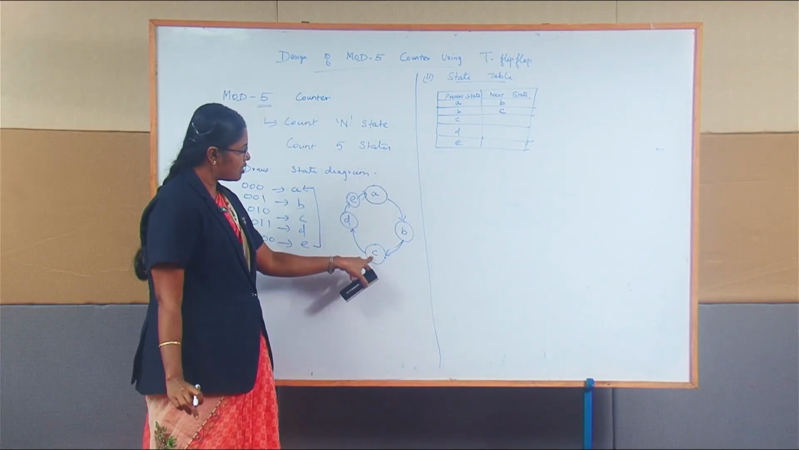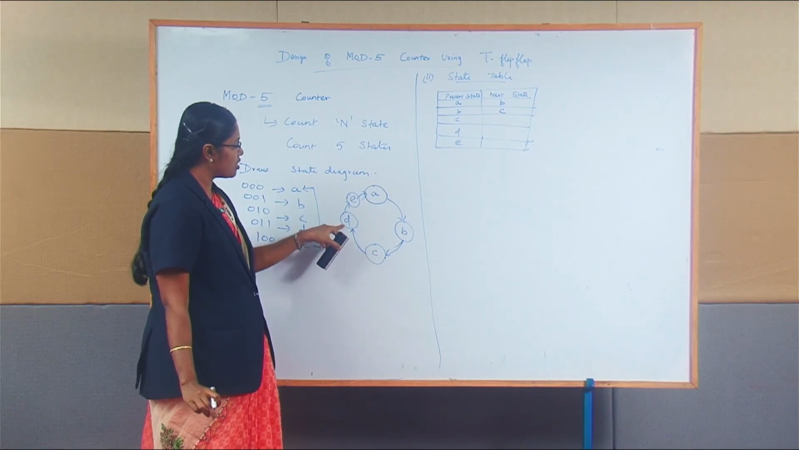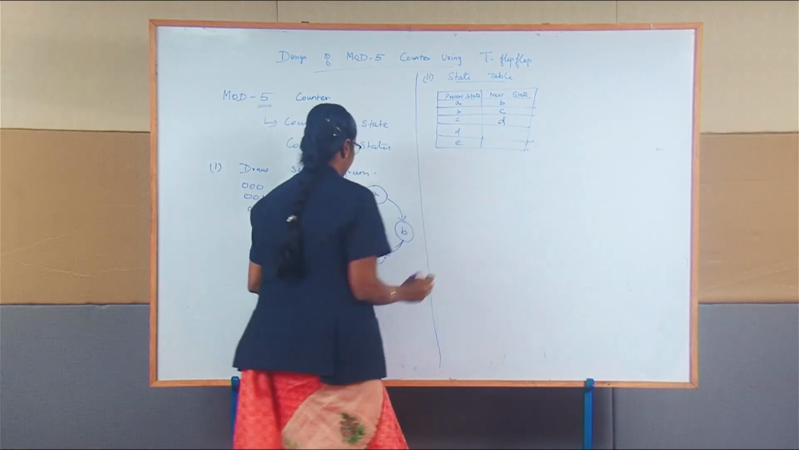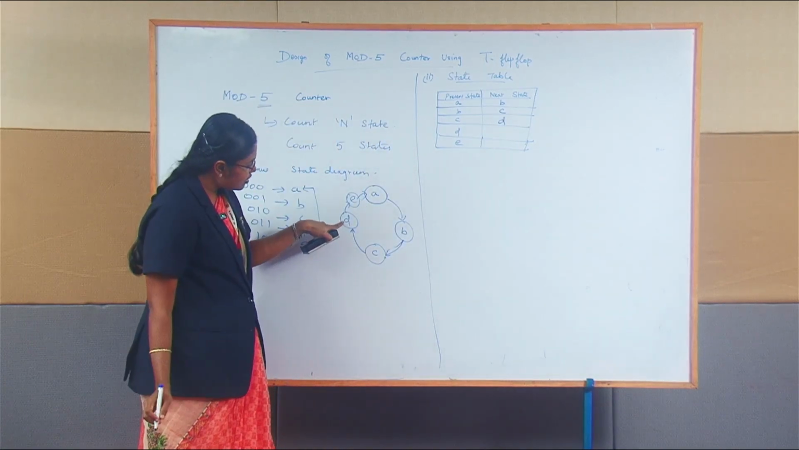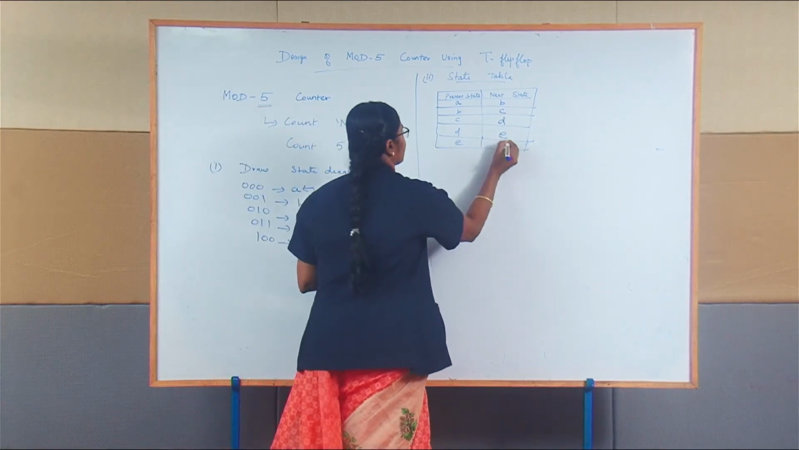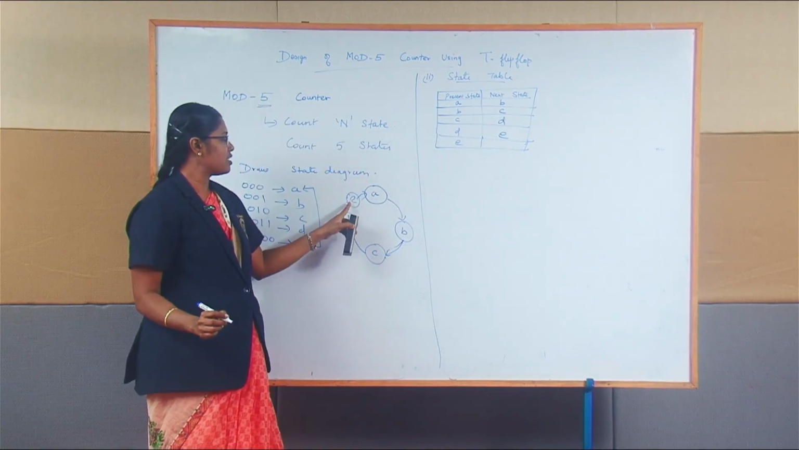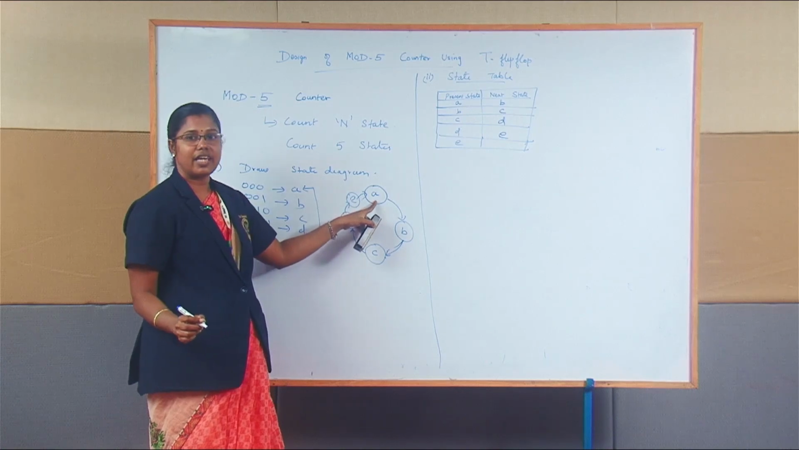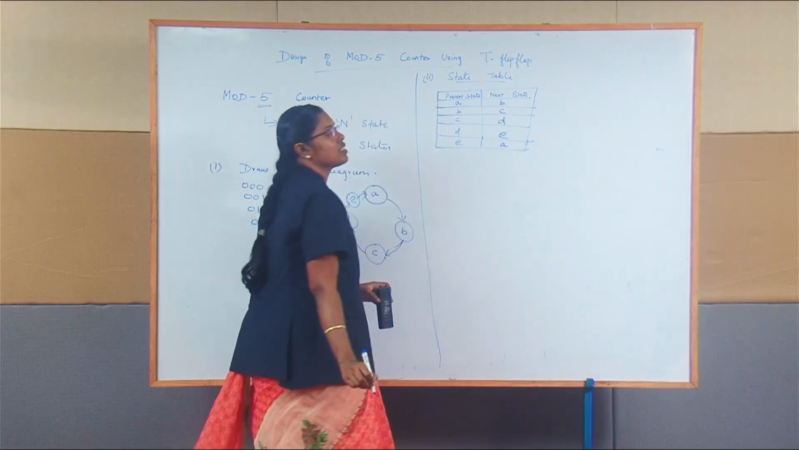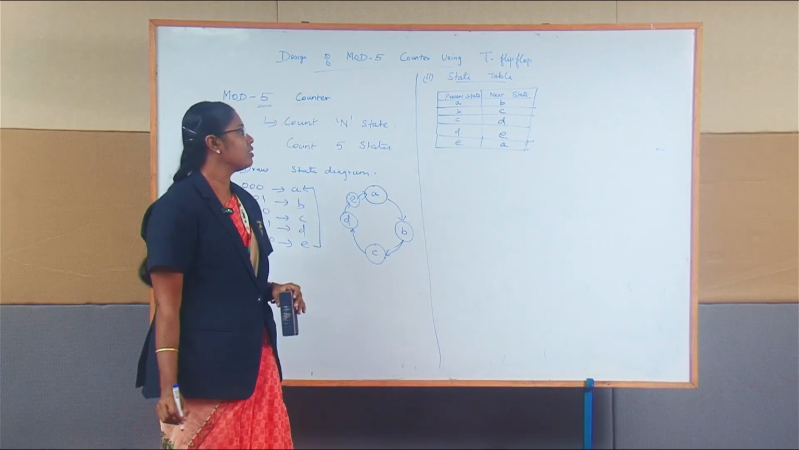Now the present state is C. After C, what is the next state? It is D. Now the present state is D, and the next state is E. When the present state is E, the next state is A. From the state diagram, we can write that. This is step 2.